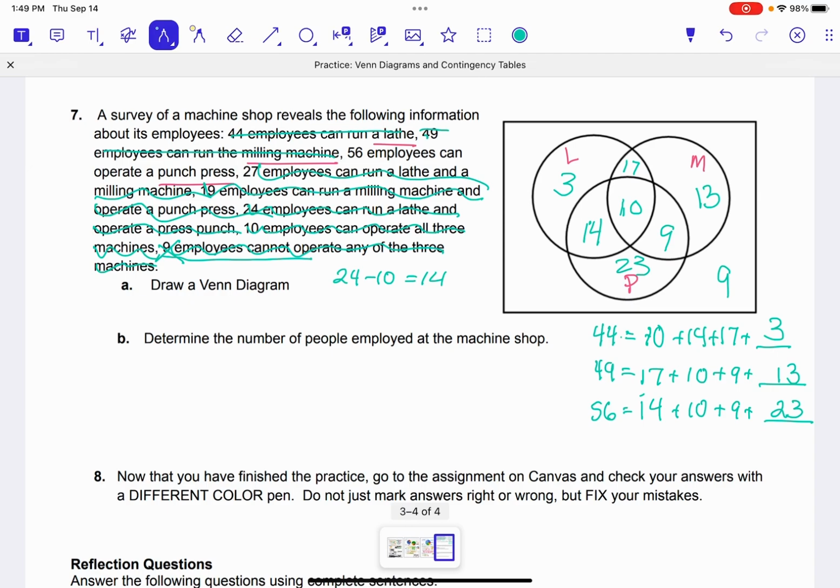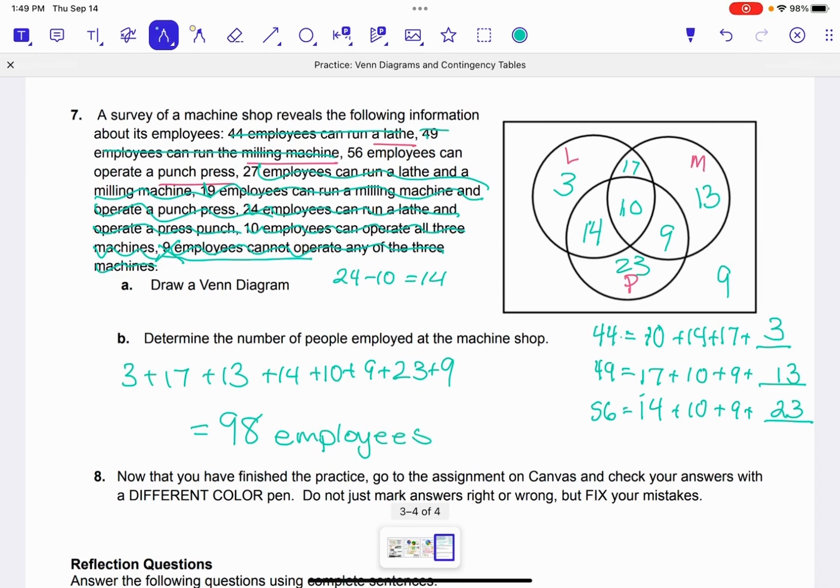Determine the number of people employed at the machine shop. We then just need to add all our values together. So 3 plus 17 plus 13 plus 14 plus 10 plus 9 plus 23. And don't forget the 9 who can't run any of those machines. And you would get a total of 98 employees.